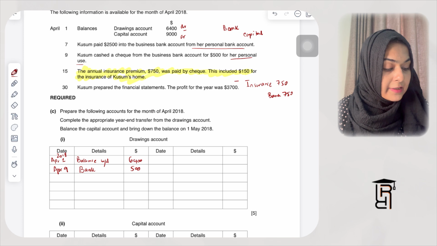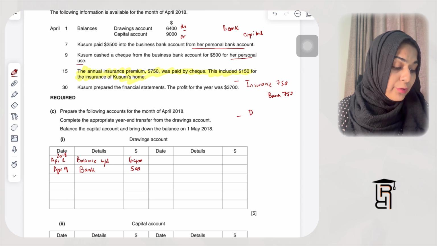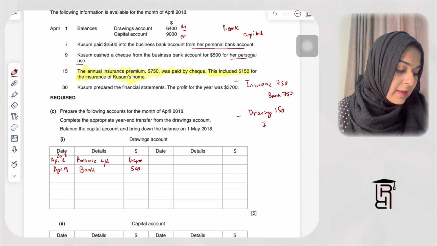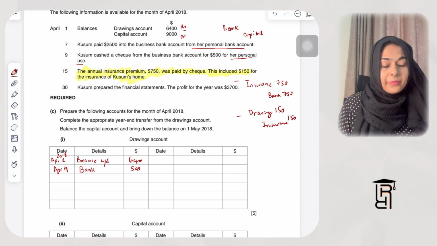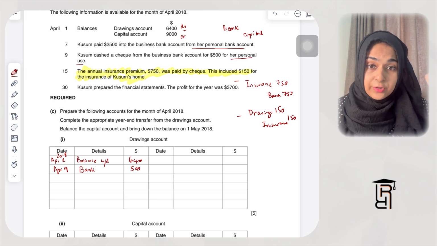In the second entry, we are basically going to remove the $150 from the insurance account, and we are going to debit the drawings account. So I'm going to write here drawings debit $150 and insurance account credit. I'm going to credit insurance here $150. So that means we'll basically remove 150 from insurance account and put that into the drawings account.